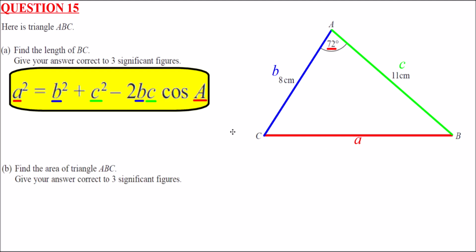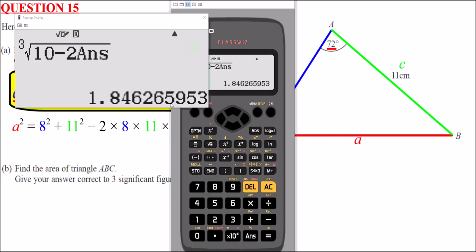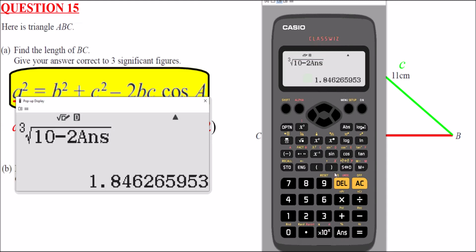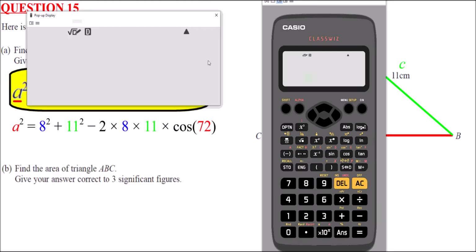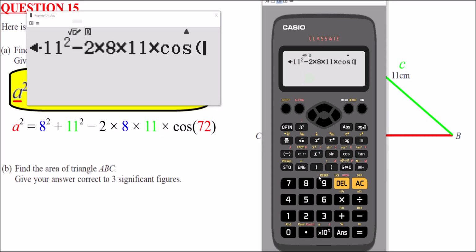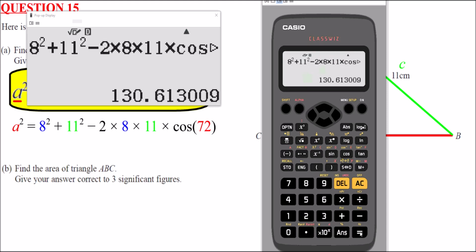We can now just substitute in what we know. We're trying to find a, well a squared I suppose, so a squared will equal 8 squared plus 11 squared minus 2 times 8 times 11 times cos of 72 degrees. We can now work this out on a calculator and then square root it. So for now, we're just going to work out the basics: 8 squared plus 11 squared minus 2 multiplied by 8 multiplied by 11 multiplied by cosine of 72, close brackets. And that gives us 130.613009.